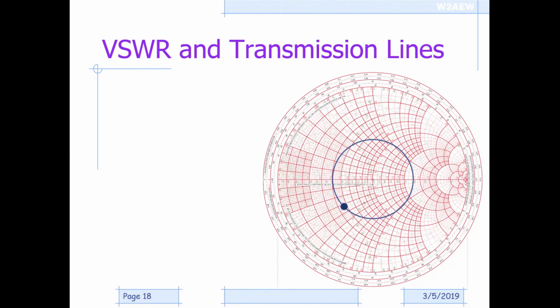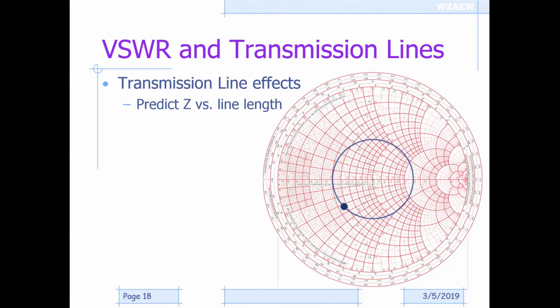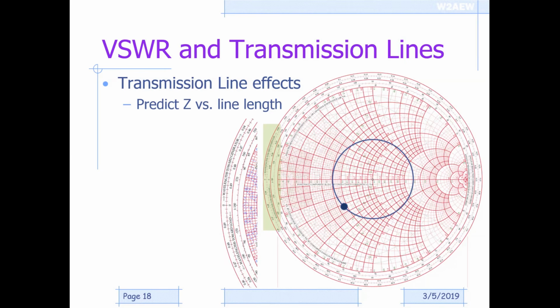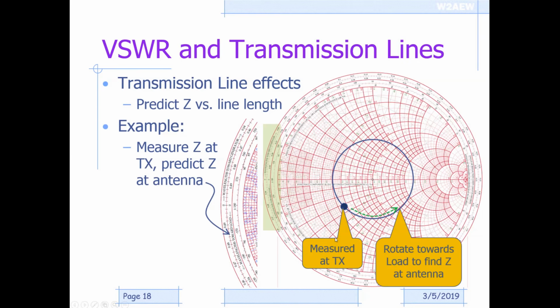So let's talk a little bit more about a practical application. Let's say I've measured a given impedance at my transmitter end of a transmission line going to an antenna. I can use the Smith chart to predict what the impedance is actually at the antenna. We can use these scales along the outer edge, which say wavelengths towards generator or wavelengths towards the load. If I measure a given impedance at the transmitter, and I know the length of the coax or transmission line to the antenna, I can then predict what the actual antenna impedance is.